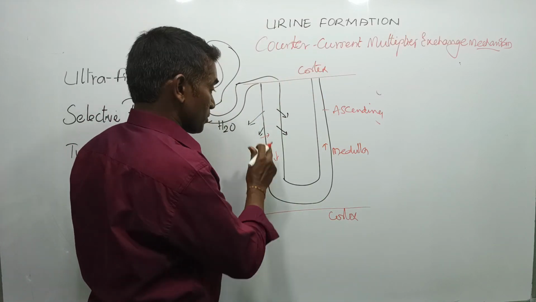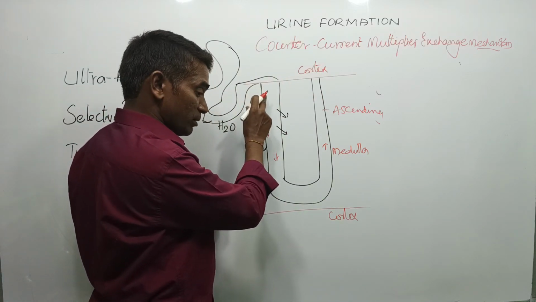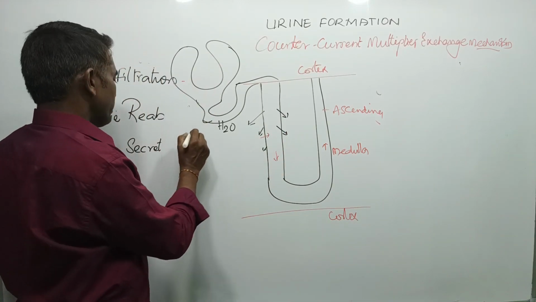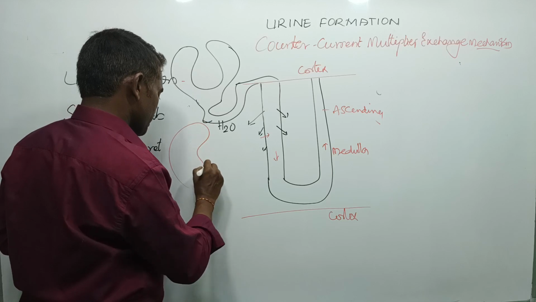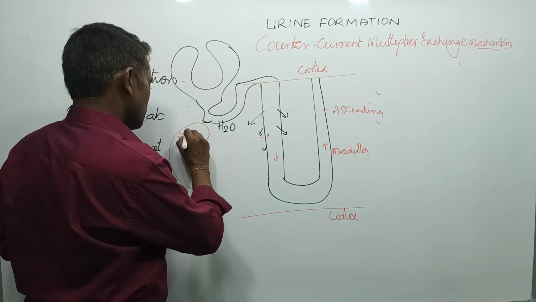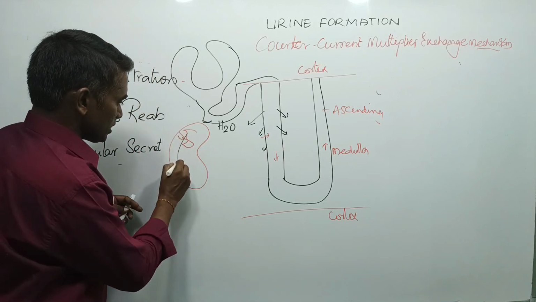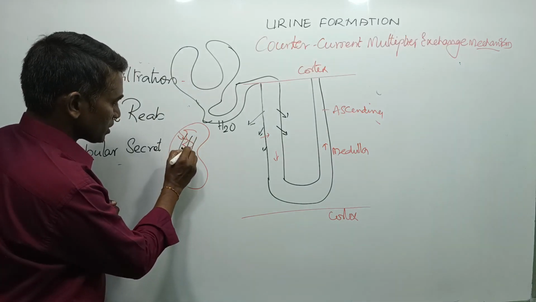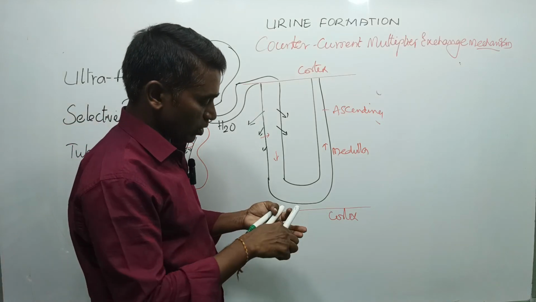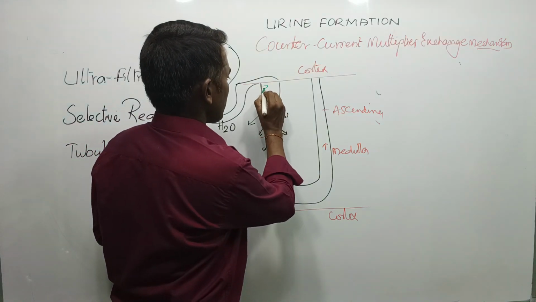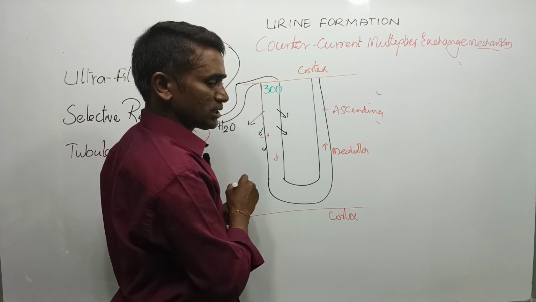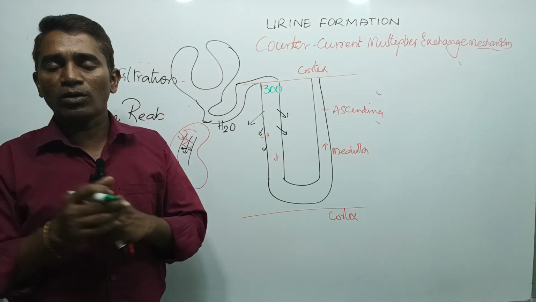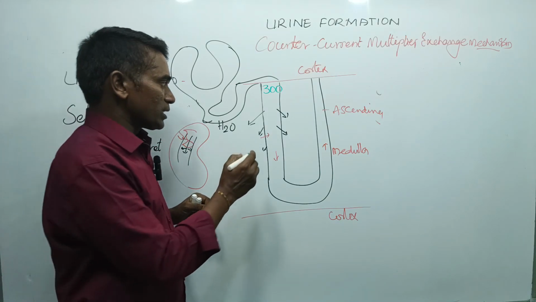So reabsorption, whatever primary filtrate that is having the water, that will be reabsorbed into the medullary region of the kidney or interstitium of the kidney. Likewise, water absorption occurs in this medullary region. Therefore, it becomes more concentrated. Let's suppose this is 300 milliosmolar in cortex region. That is the normal concentration, isotonic, having equal concentration with the serum at 300.